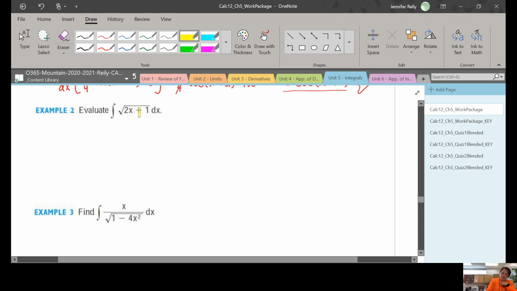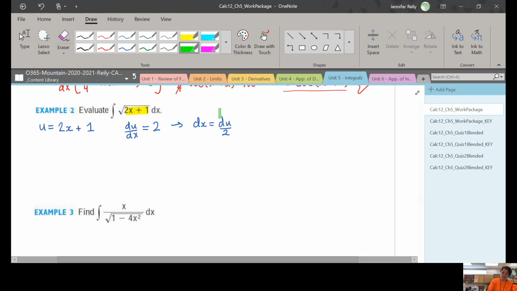Okay, next one. This one's actually going to be more simple. So this is the inner function, the 2x plus 1, and then the outer function is that square root, right? So usually you're going to want to make that the u-substitution with that inner function. And then remember, you take the derivative of u with respect to x to find out what dx is. So the derivative would just be 2. Rearrange that, you can cross multiply, so dx would be du over 2. Okay, so that's what we're going to sub in for dx.